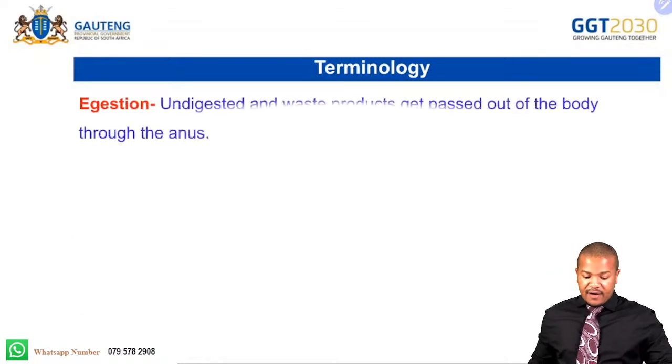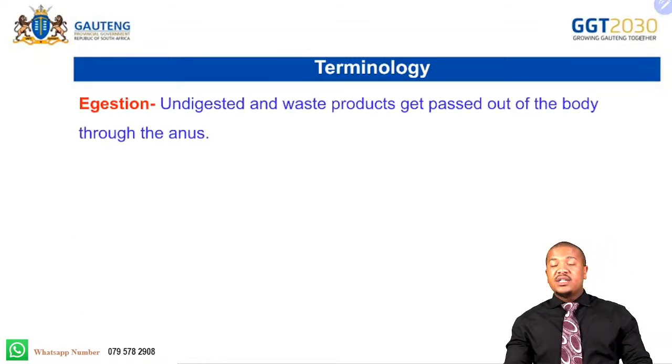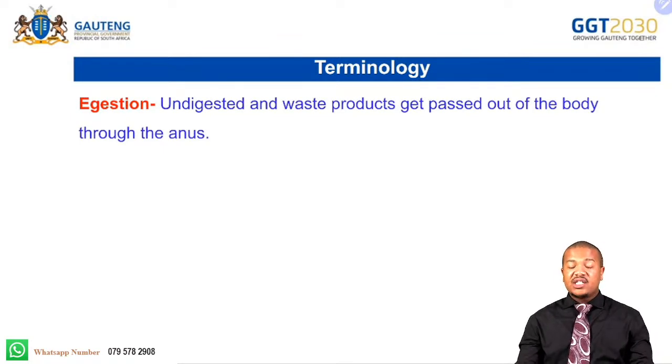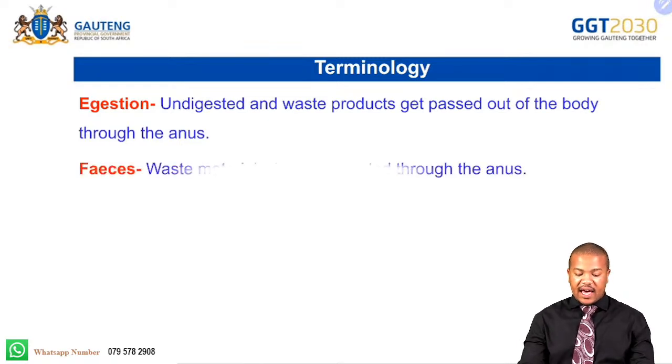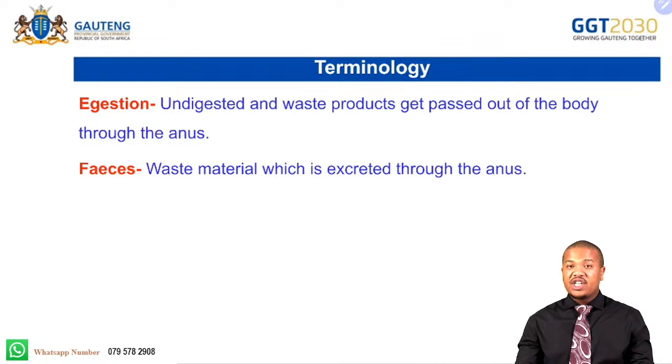Also, we have egestion, where undigested and waste products get passed out of the body through the anus. Then we have feces, which is waste material which is excreted through the anus.